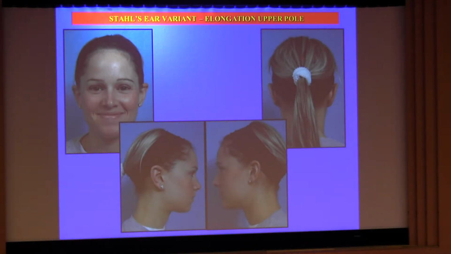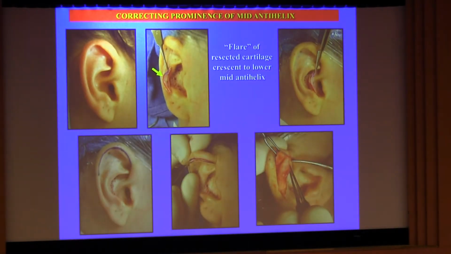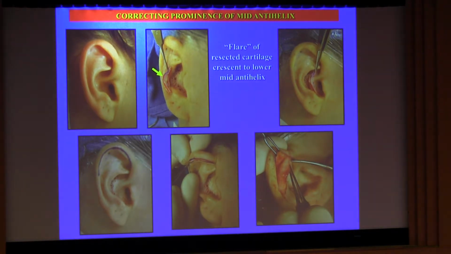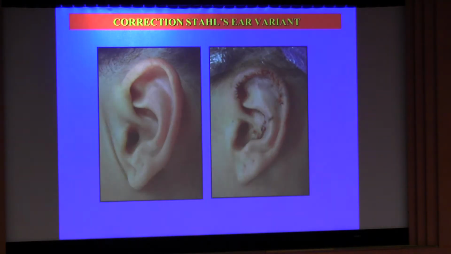And here, the Stahl's variant, where the ear is elongated and pointed as a result of that, you really have to shape the rim, so you do expose it. I lowered the mid-pole of the antihelix in order to show more of the helical rim from the front view. And then, in her case, reduce the radius of curve, create the roundness of the ear.